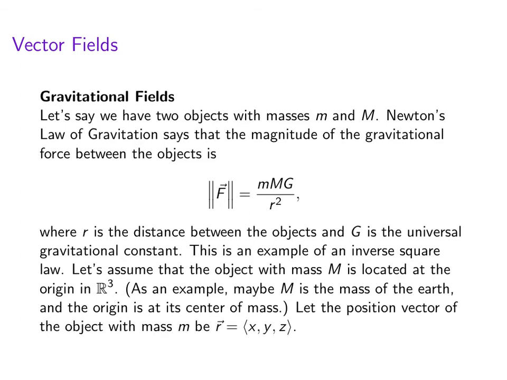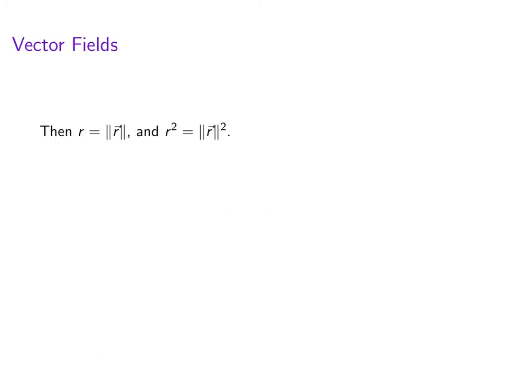Let's let the position vector of the object with mass m be r, which is (x, y, z). It's pretty common for physicists to use r for our position vector, and from now on we're going to use it quite a lot. So r is equal to the length of the vector r, and r squared is equal to the length of the vector r squared.